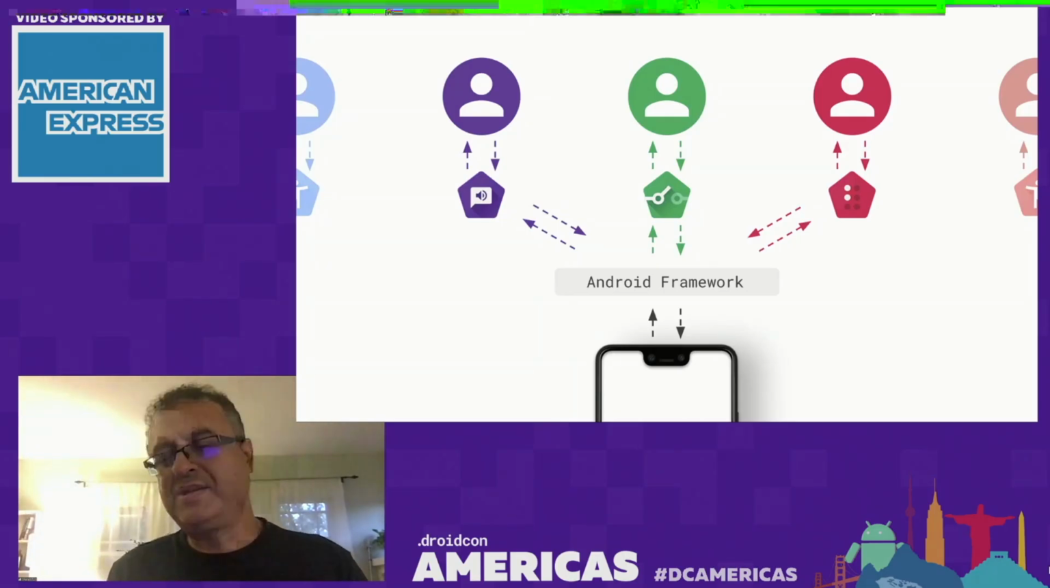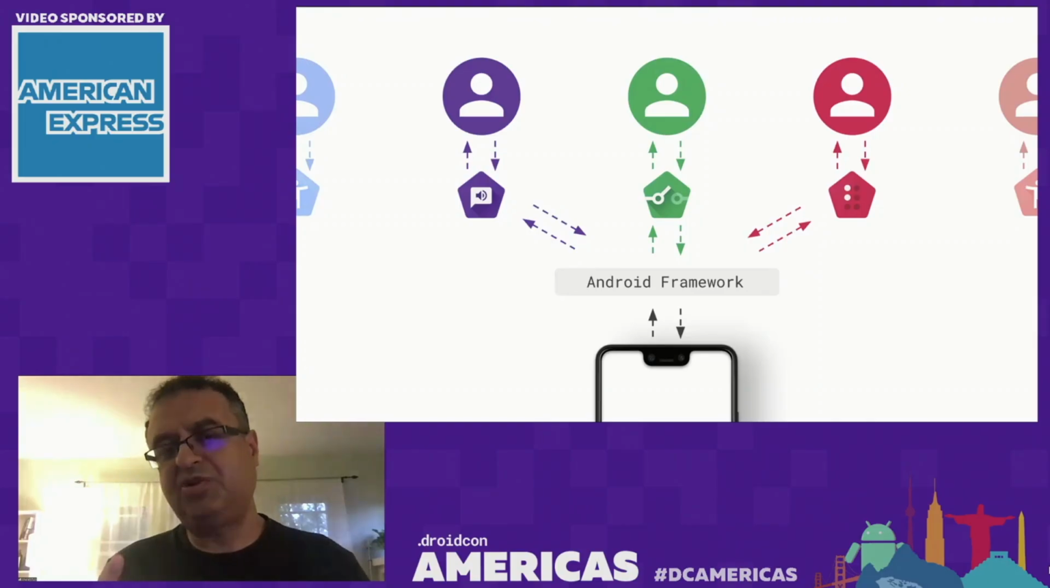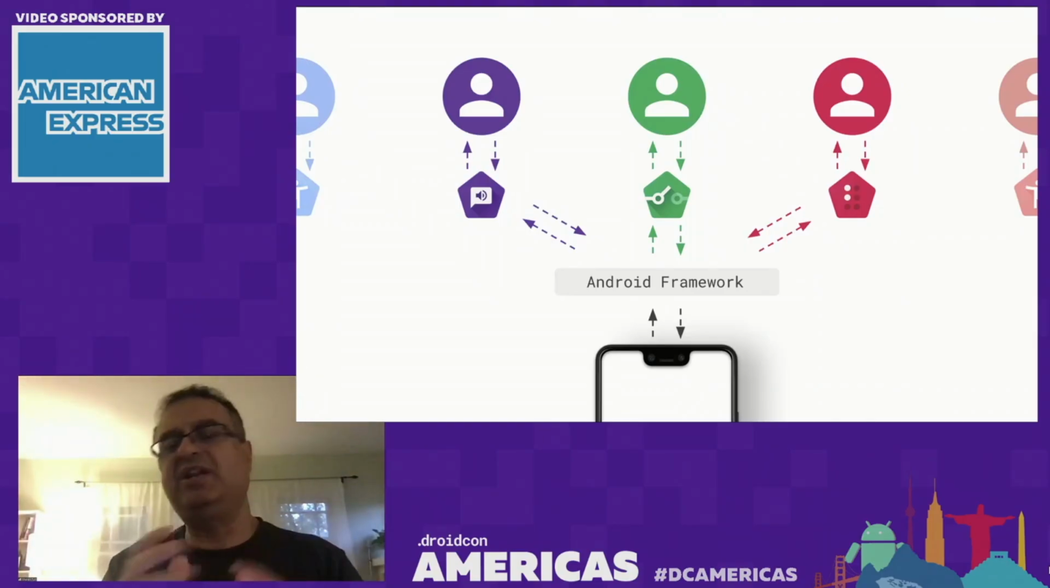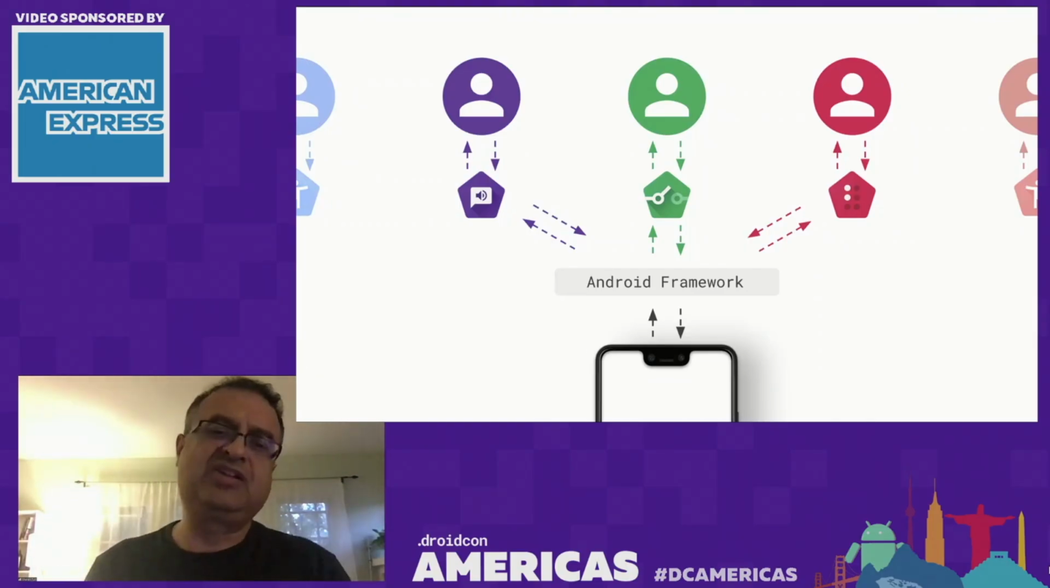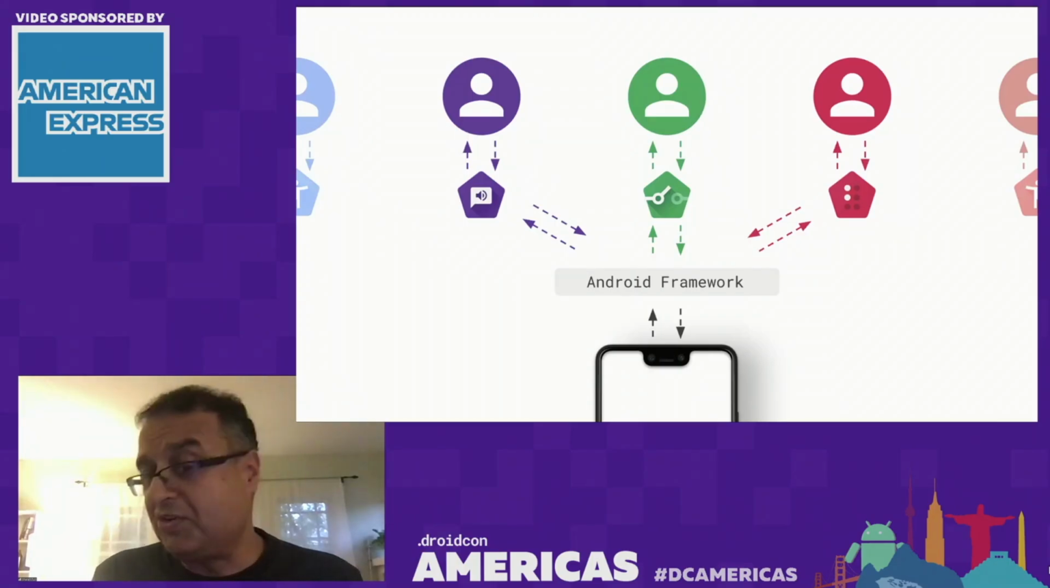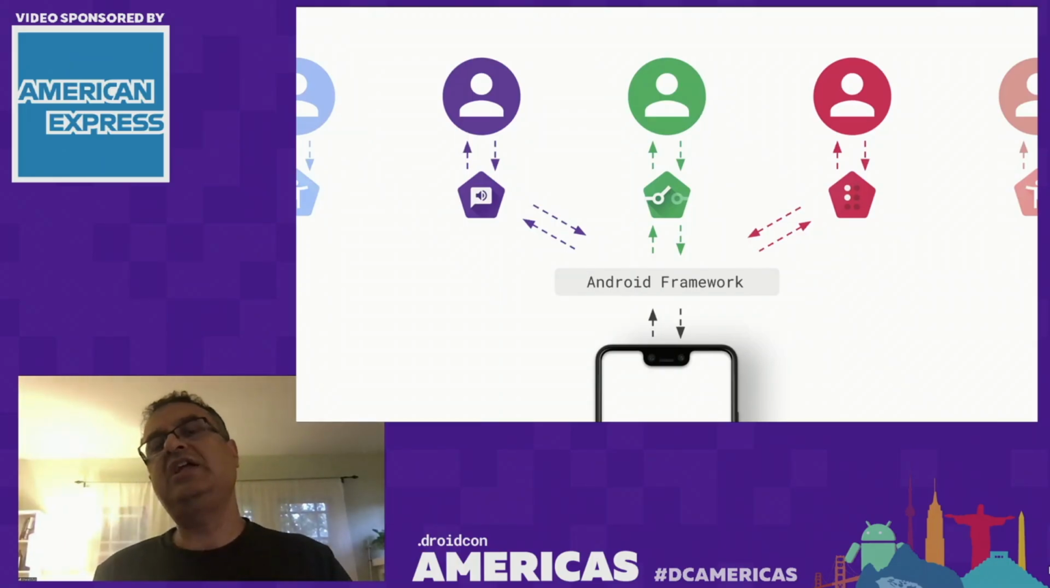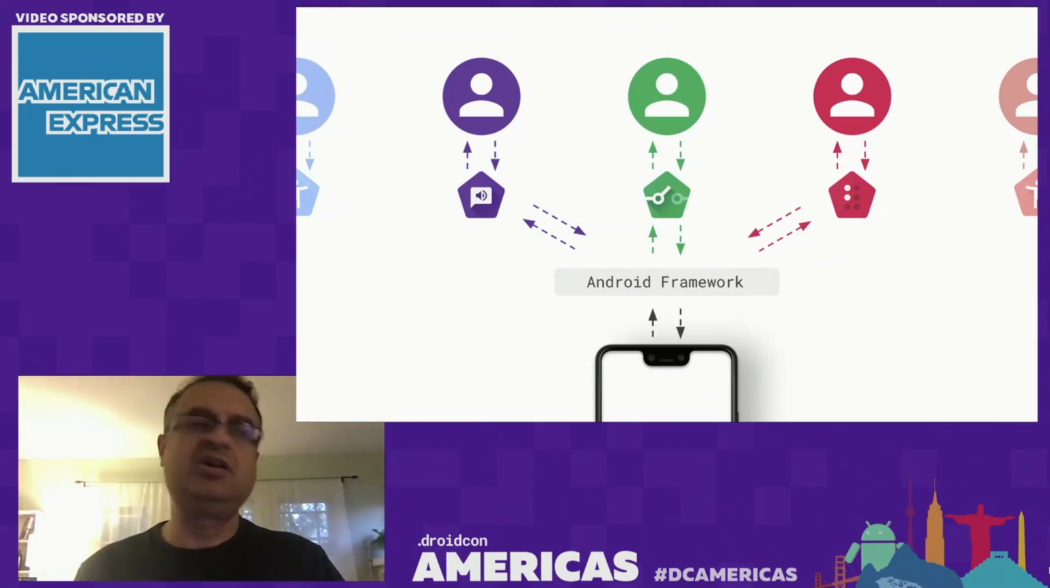So if you write a button and it's clickable, the Android framework will wrap up that information and present it to the accessibility service, which will know it's a button and it's clickable, and will present it in whatever way makes sense to the end user.